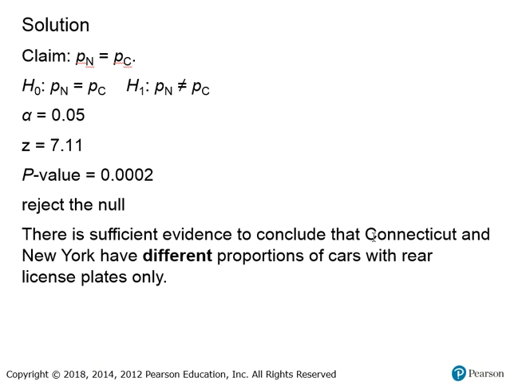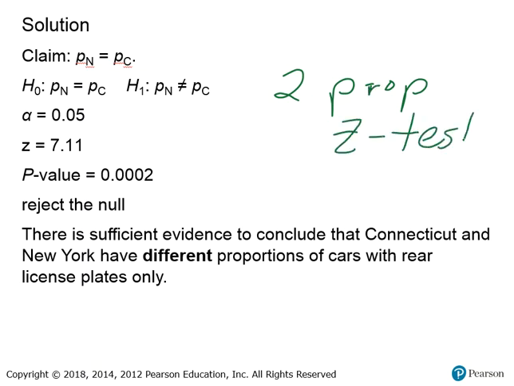Our alpha level was 0.05, so I run a 2-prop z-test. I put in the information. I come out with a z-score of 7.11, which is quite large. Therefore, I have a p-value that's small, 0.0002. Since my p-value is definitely less than my alpha level, I am going to reject the null. Then I look at my chart to help me write this if I can't do it by hand, or do it without the chart. There is sufficient evidence to conclude that Connecticut and New York have different proportions of cars with rear license plates only. Now, notice we were just testing that they're not equal, so I can't say who's bigger than the other one. I just know that they're not the same.